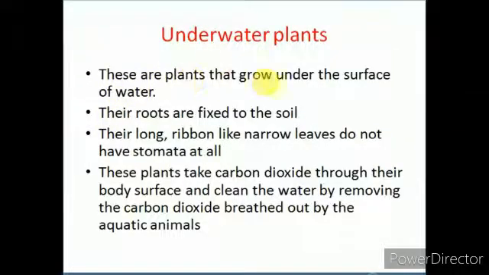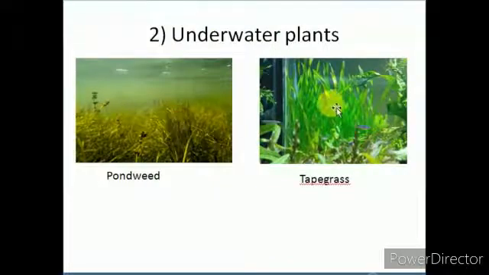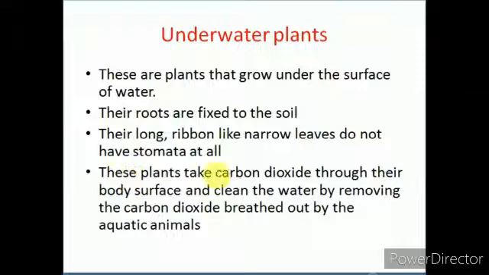These plants grow under the surface of water, এইবিলাক plants কি হয় completely water surface তলত থাকে বা water surface তলত সিহঁতে grow কৰে, ঠিক আছে. Their roots are fixed to the soil. Unlike the free floating plants, their roots are fixed to the soil. Their long ribbon like narrow leaves do not have stomata at all. You can see in the diagram that their leaves are long, narrow and ribbon like. As these leaves are entirely under the surface of water, they do not have stomata at all. These plants take carbon dioxide through their body surface and clean the water by removing the carbon dioxide breathed out by the aquatic animals.